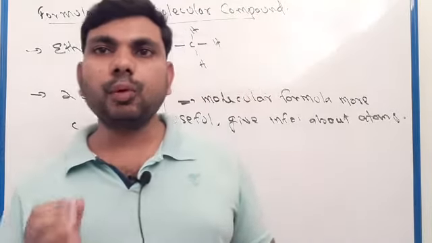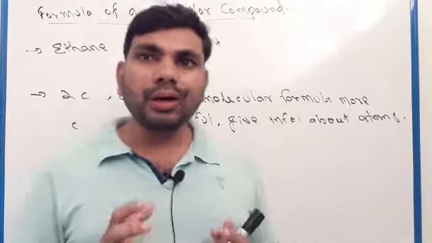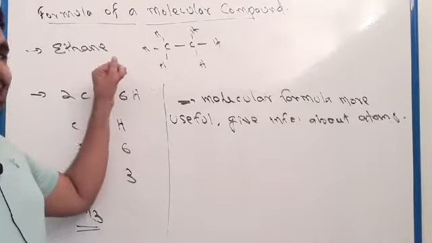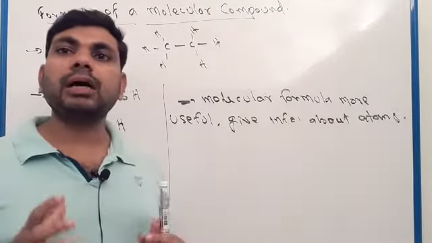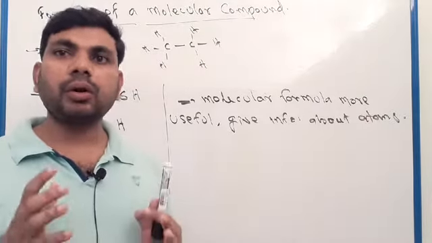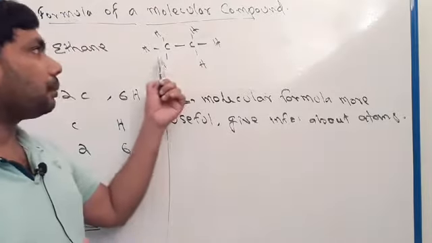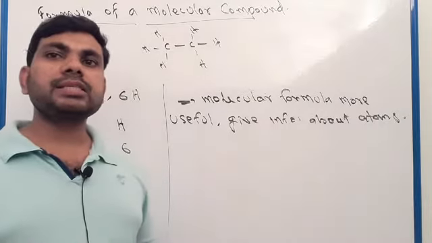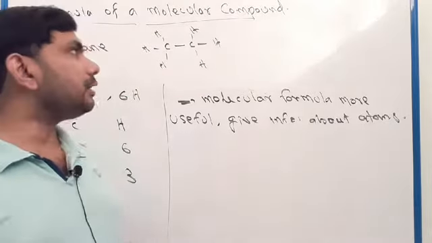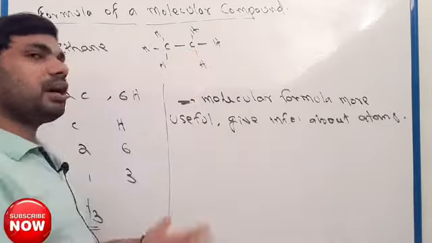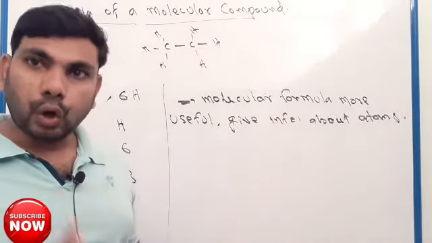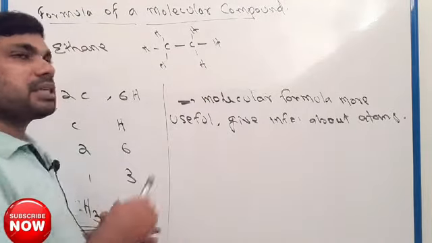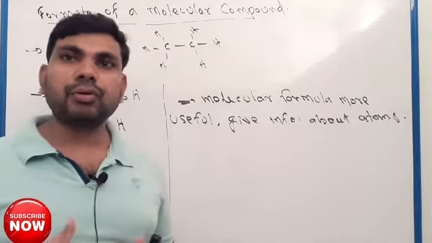Final formula of a molecular compound. An example of a molecular compound is ethane. Ethane is an organic compound. It contains carbon and hydrogen. Also you can say it is a hydrocarbon. Hydrocarbon means a compound which contains only carbon and hydrogen. Such types of compounds are hydrocarbons.